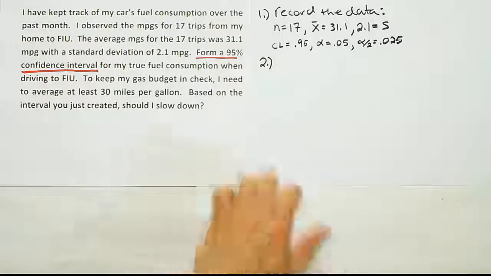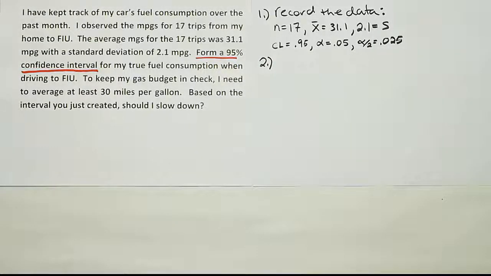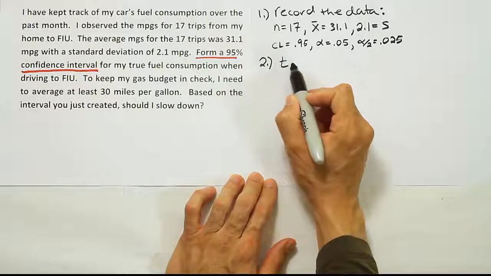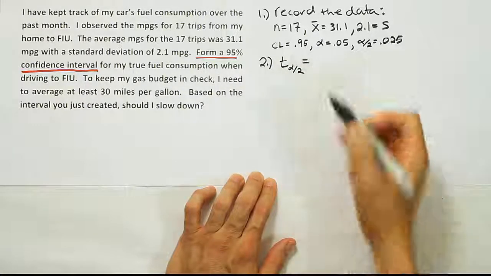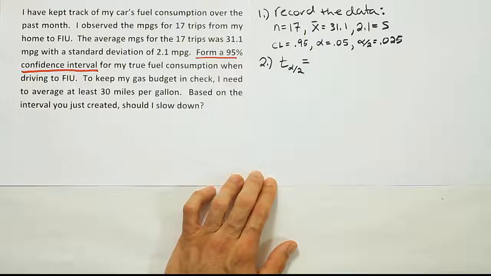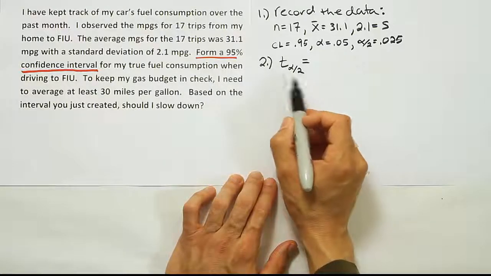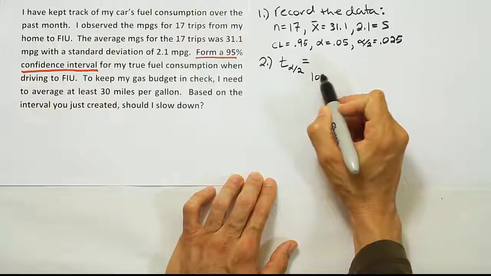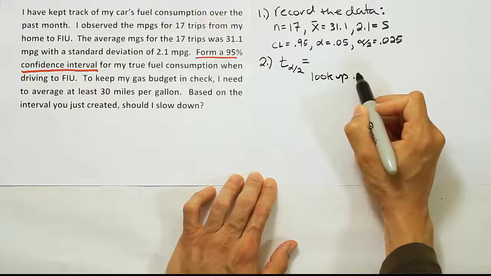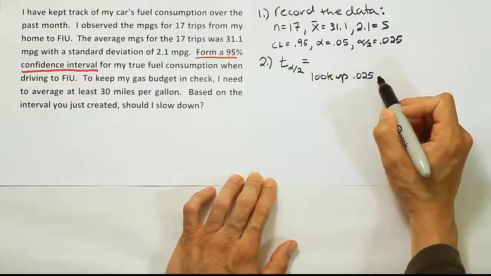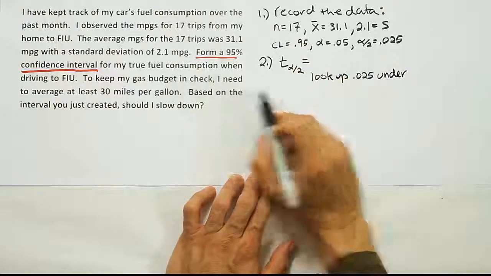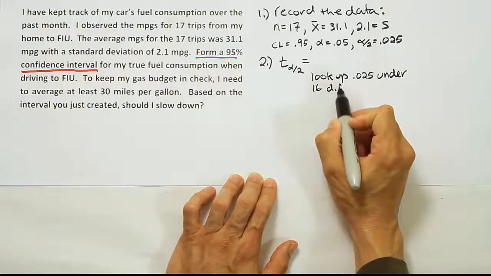Our step 2 is always going to be to get our critical table value, the value that we find from either the Z table or the T table. Because of this sample size, n equals 17, that's going to indicate I should use t alpha divided by 2. It'll be a T table because the sample size is under 30. So when I go to the T table, I'm going to be looking up alpha divided by 2, that's 0.025, under 17 minus 1 degrees of freedom, or 16 degrees of freedom.